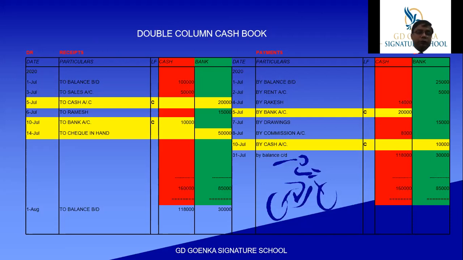Coming to the July 12 transaction, which is not in this book, I already explained to you that July 12 is the transaction of cheque in hand, which is going to be recorded in the journal. But on July 14, when you deposited this cheque into bank, your bank increases. That's why you write it on the debit side with to cheque in hand.